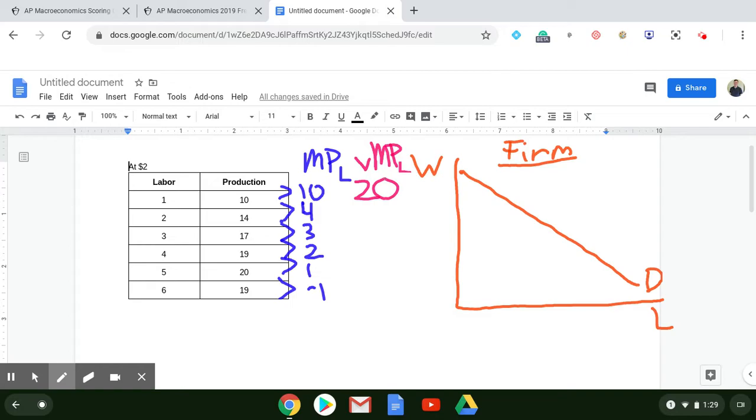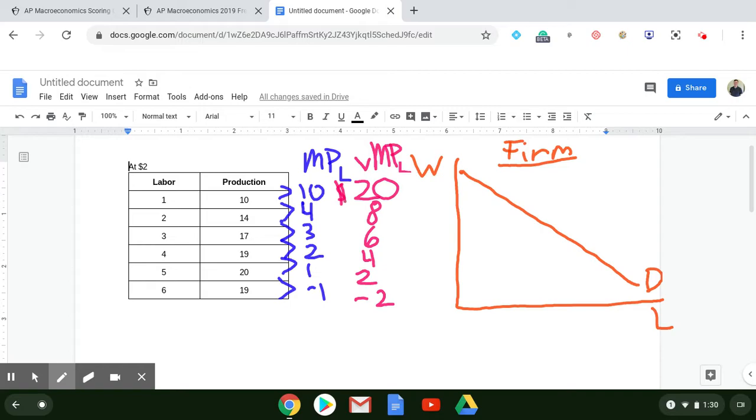Second, 4 times 2 is 8. The third, 3 times 2 is 6. The fourth, 2 times 2 is 4. 1 times 2 is 2. Negative, well, this would actually take money away from you, negative $2. So it's all in cash.